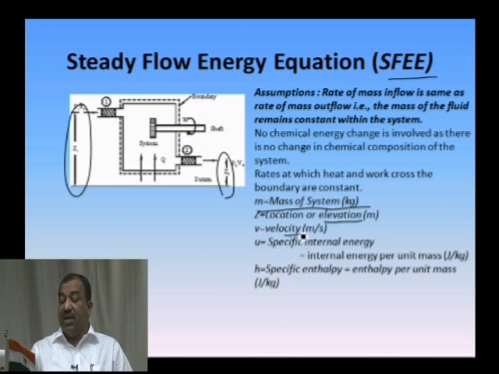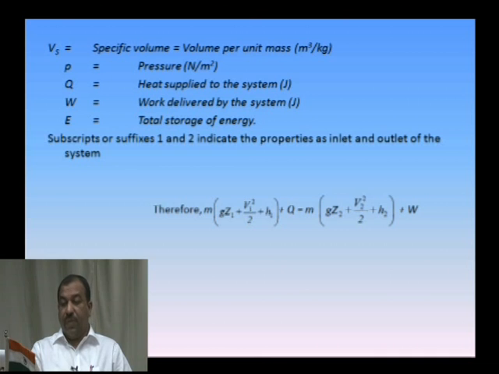V is the velocity at which the fluid is entering. U is the specific internal energy carried by the fluid. H is the specific enthalpy carried by the fluid. That is specific enthalpy, related to per unit mass. Vs indicates specific volume, the volume per unit mass.